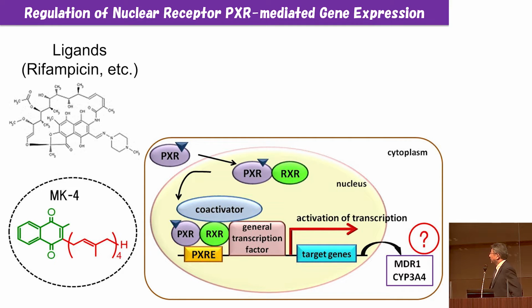Additionally, one of the nuclear receptor superfamily, PXR, also known as SXR, is involved in regulation of gene expression of drug metabolism genes such as CYP3A4 and MDR1. Menaquinone 4 works as a ligand of PXR and directly modulates gene expression of drug metabolism genes.